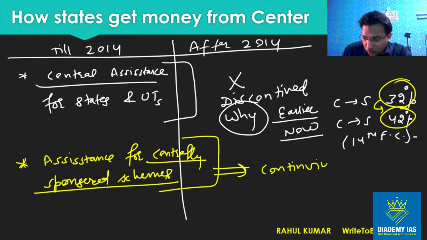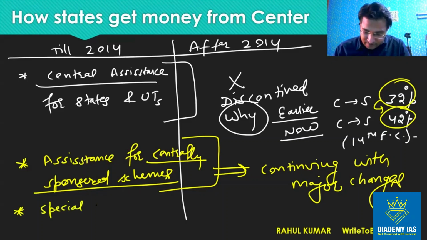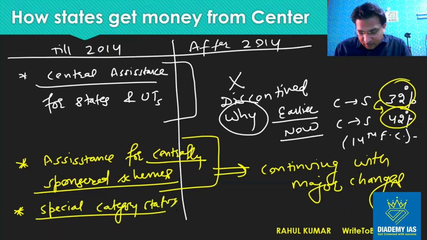Continuing, but with major changes. So there are some major changes which have been done, which we will discuss. What are these changes in the centrally sponsored schemes which have been done? Okay. So this is another mechanism. Apart from that, there used to be special category status, right? This special category status was given to some states who were historically disadvantaged, right?